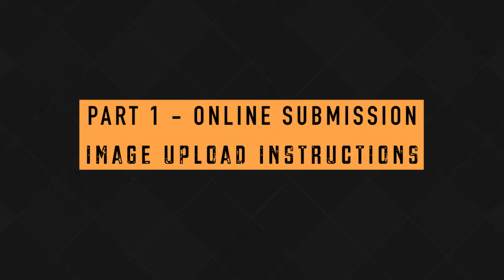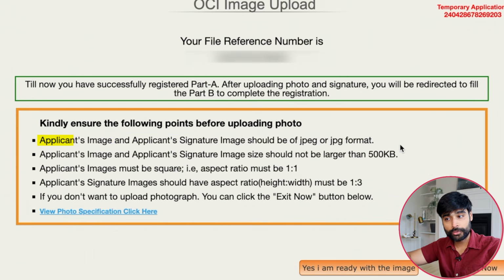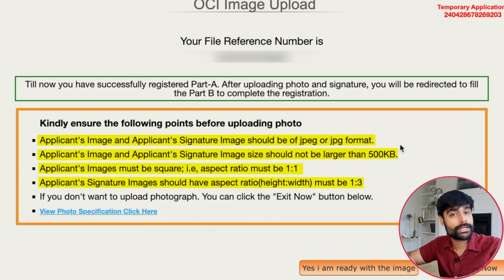So now that you have the photo and the thumb impression, coming back to this page, this is where you are required to upload the image of your child and the image of their signature. Both images have to be JPEG or JPG format, not more than 500 kilobytes in size. For the photo, the aspect ratio has to be a 1:1, meaning a square aspect ratio, height equal to width. And for the signature image, the aspect ratio has to be a 1:3, which is a rectangular aspect ratio. The portal is very strict about these requirements.